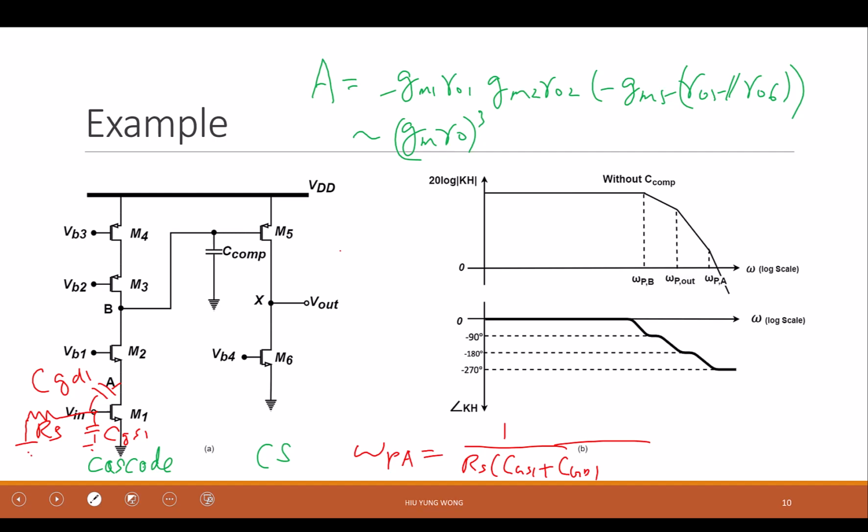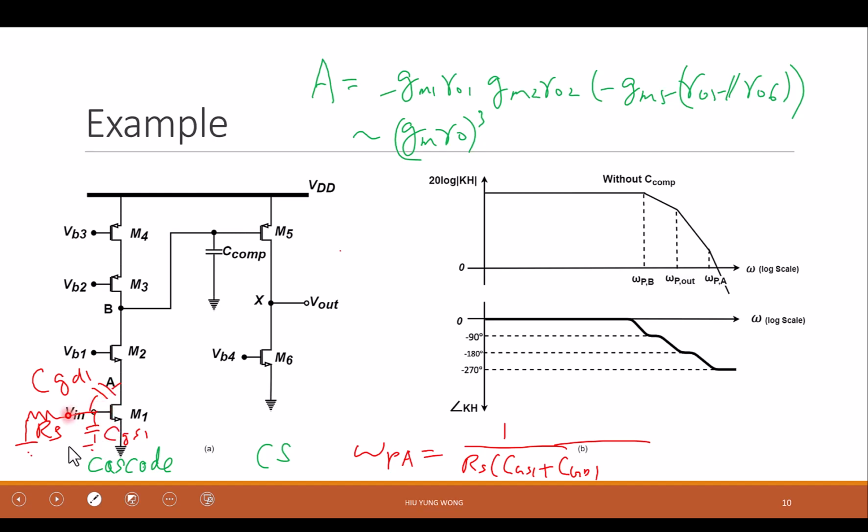Based on which method we have learned? But why did you not draw the small signal circuit and find the pole for me? Why can you just say that this is RS times this one plus this one? You are right, but I just want you to tell me why. Because we have learned a method, right? What did we do? What happened in that method? You ground the input, and say again.